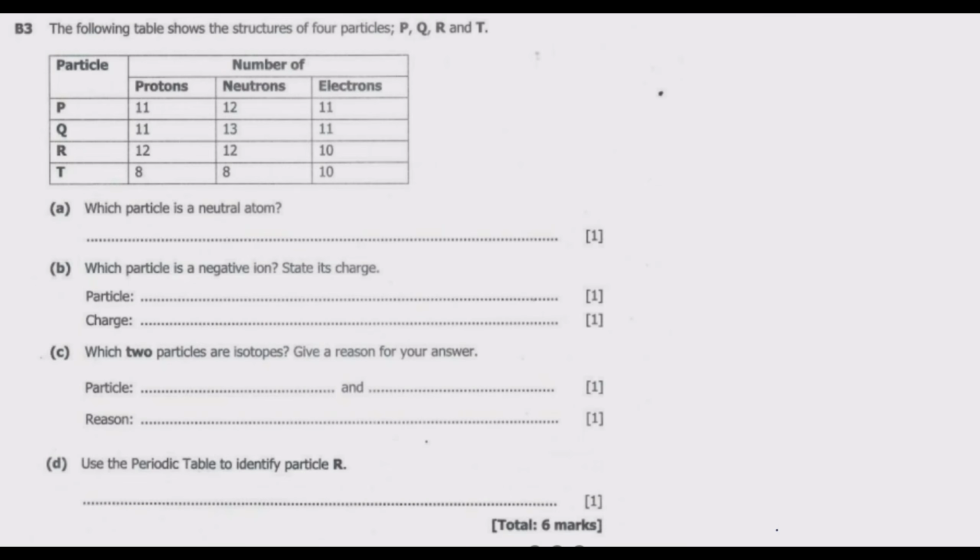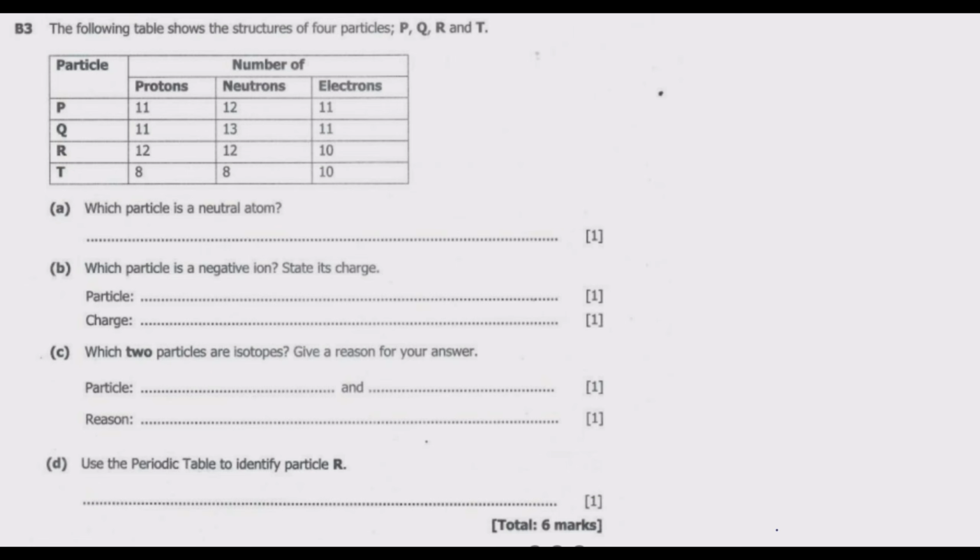Let us look at question B3. The following table shows the structures of four particles P, Q, R, and T. Question A. Which particle is a neutral atom? A neutral atom is an atom that has the same number of electrons and protons, because remember, protons are positively charged, and electrons are negatively charged. If you look at the table, you notice that P has 11 protons and 11 electrons. Then Q has 11 protons and 11 electrons. So these are neutral.